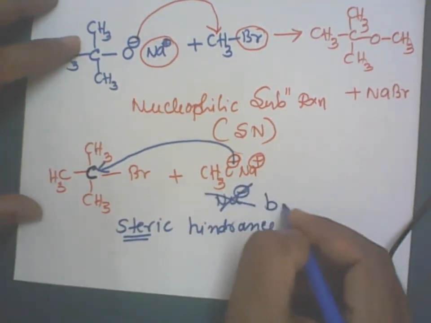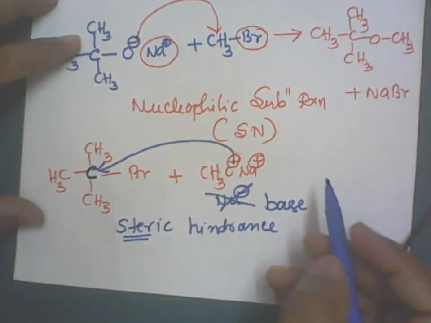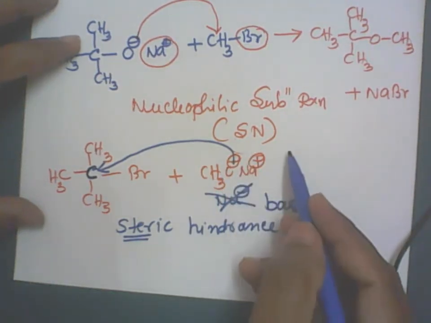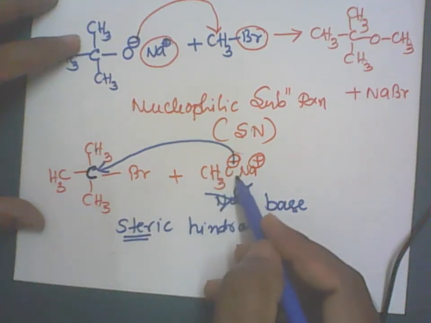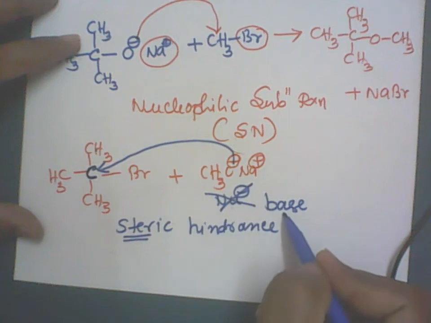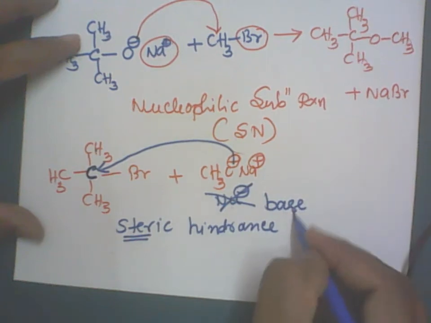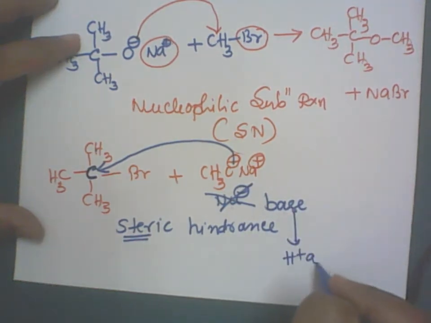What will it act as? It will act as the base now. You know OH minus, the simple hydroxide base. Now instead of OH minus, we have methoxide, a bulkier nucleophile. Generally, a bulkier nucleophile can act as the base. And a base will always take up what? H plus, acidic hydrogen. It will take up acidic hydrogen.